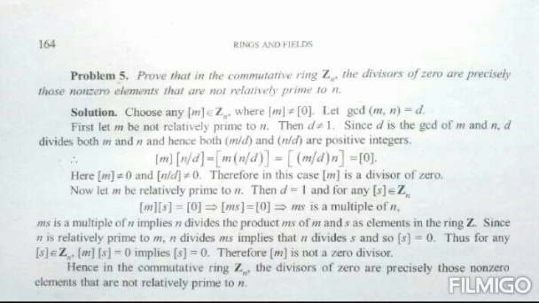Congruence class m into congruence class n by d equals m into n by d, which is equal to 0. Hence m is not equal to 0 and n by d is not equal to 0. Therefore in this case m is a divisor of 0. Now let m be relatively prime to n, then d equals 1, and for any s element of Z.